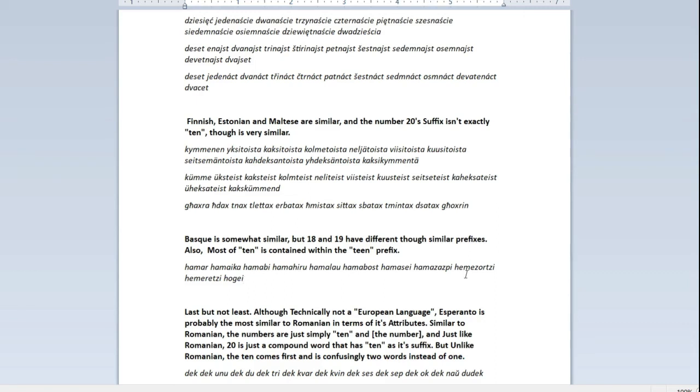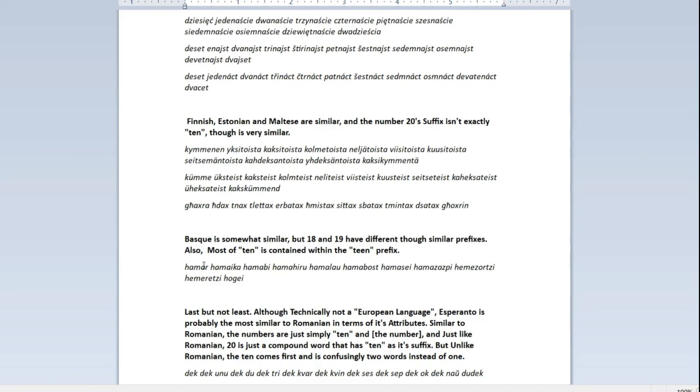And then, for whatever reason, number 18 and 19, instead of starting with Hama, they start with Heme, which is weird. I don't know why they went with H-E-M-E, right? But, yeah, it's almost the exact same thing. But most of 10 is contained within the teen prefix, like I said. It's Hamar, right? And Hama. If it was Hamarika or Hamarbi or Hamarhiru, then it would be up here.